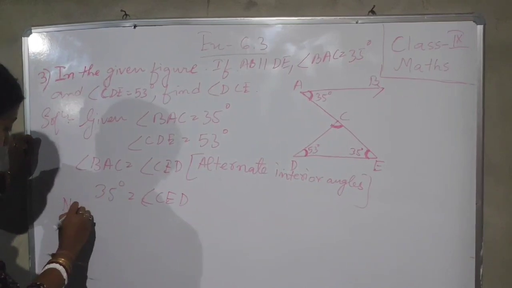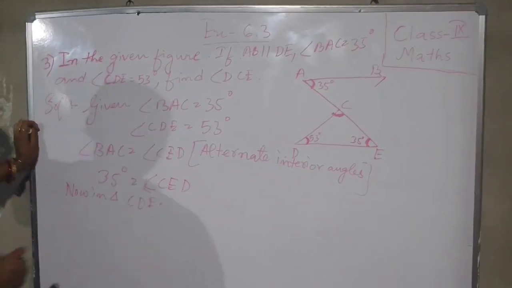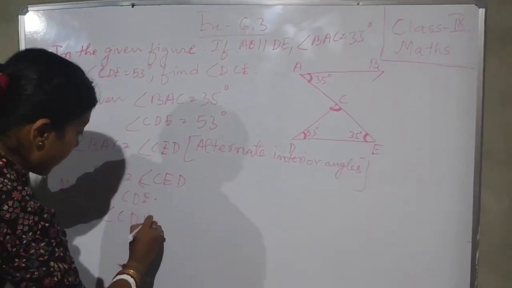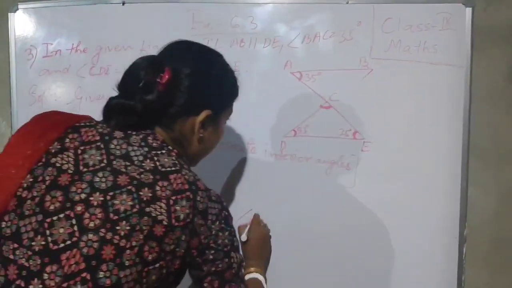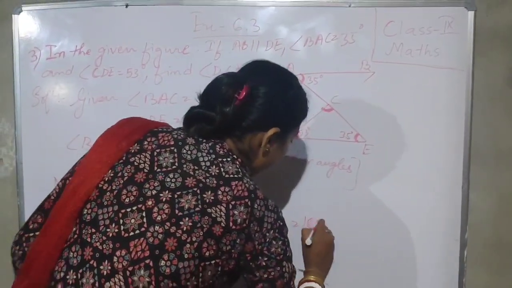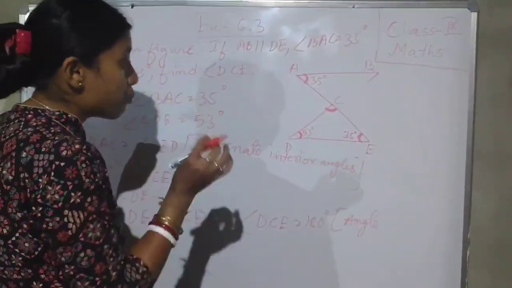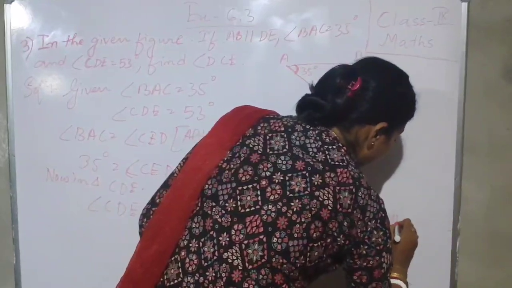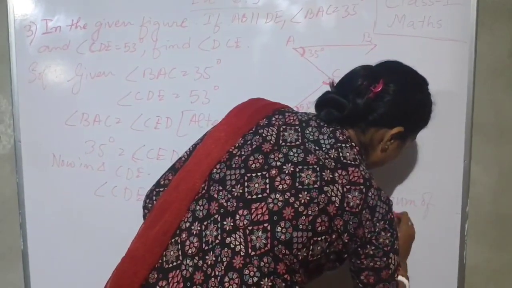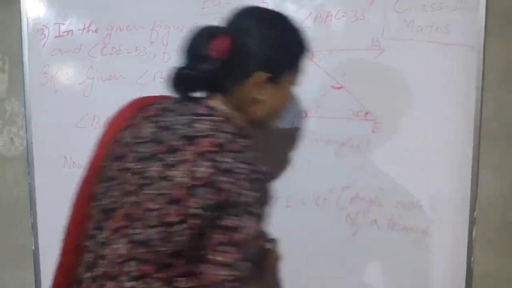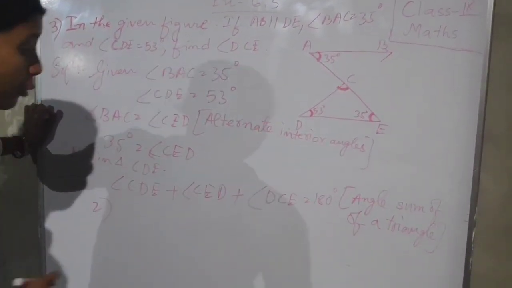Now in triangle CDE, what can you write? Angle CDE plus angle CED plus angle DCE equal to 180 degrees, angle sum property of a triangle. So here you see in 6.3, in almost all of the sums we are using the angle sum property of a triangle, right? Almost all of the sums we are using which property? Angle sum property of a triangle.